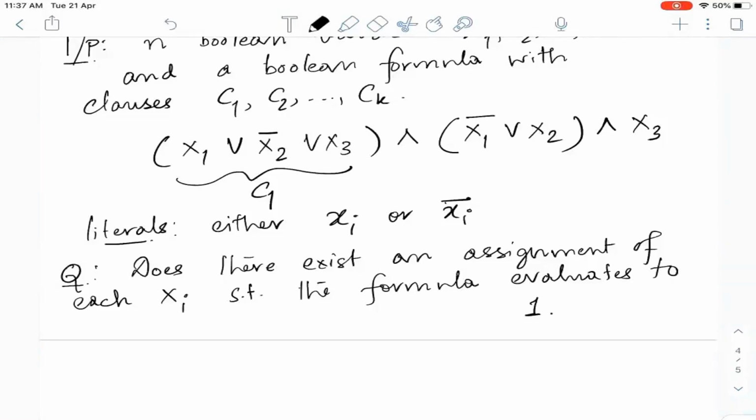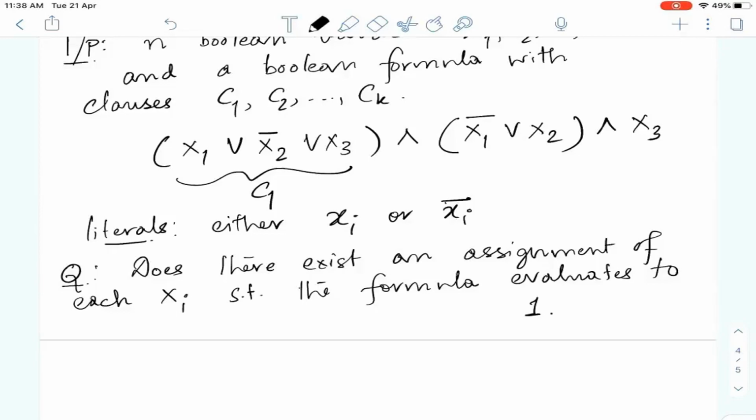Might be or might not. Okay, so think of what you need to do. If you want this conjunction to evaluate to 1, what you need to make sure is that every clause evaluates to 1 individually. Even if one of them becomes 0, then your entire formula just becomes 0. So you have to find an assignment of the x's such that each of these clauses C1 to CK evaluates to 1.